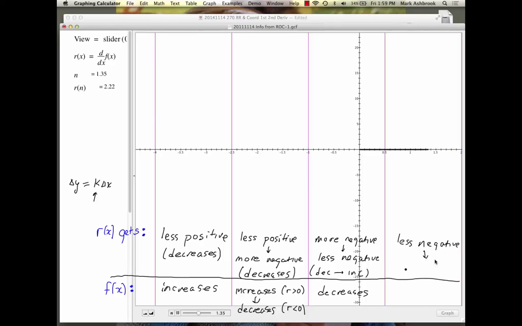And then, when it crosses over 0, it's getting more positive. So therefore, what's happening to the rate of change? Increasing or decreasing? Increasing. It increases through this whole interval: it's getting less negative and then more positive. That's increasing the whole way. Therefore, accumulation?